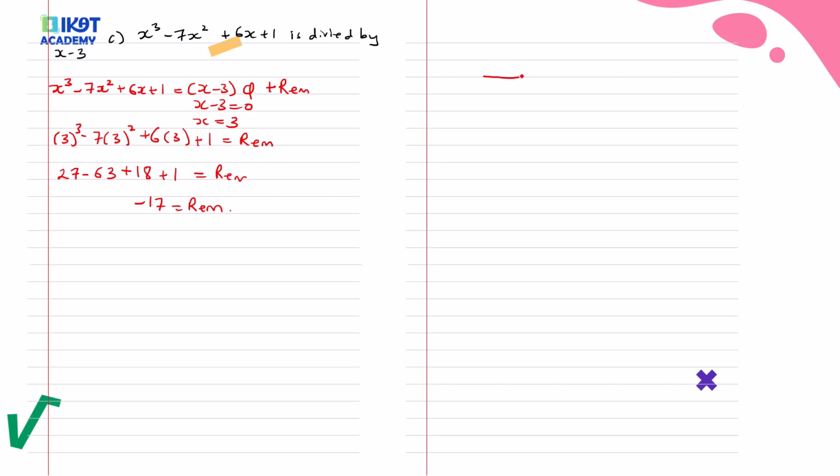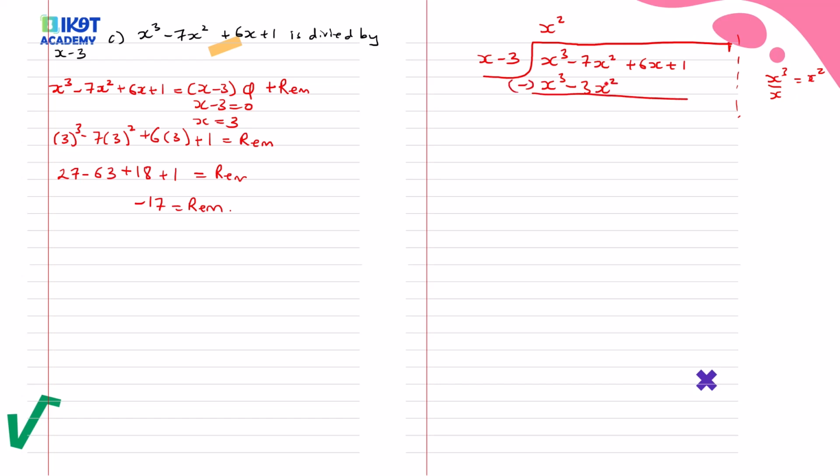Then now we have this. So we have x cubed minus 7x squared plus 6x plus 1. So this is the second method. Come here on our side back. I divide by x minus 3. So we say x cubed divided by x. What do we get? x squared. So here I put x squared. Then now I multiply x squared by this. So we get x cubed minus 3x squared.